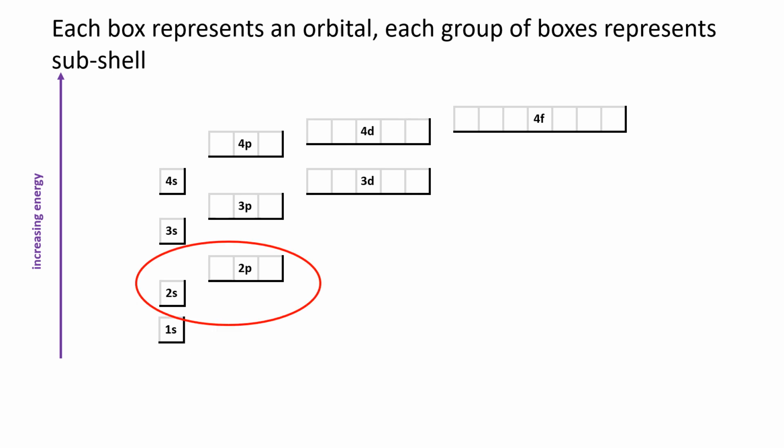The second energy level, or shell, is now circled. This is made up of a 2s subshell and a 2p subshell. The 2s subshell is made up of one orbital. The 2p subshell is made up of 3 orbitals. In total, there are 4 orbitals in the second energy level. The second energy level can contain a maximum of 8 electrons.